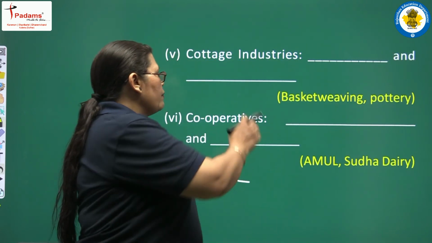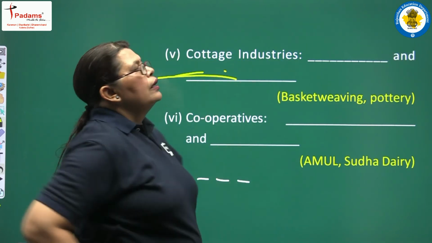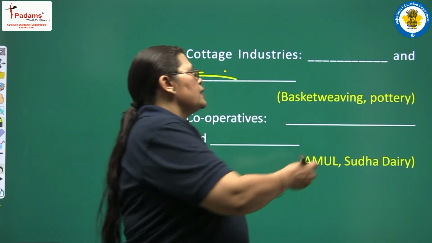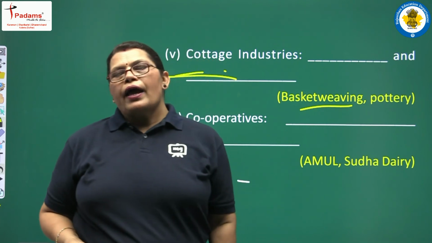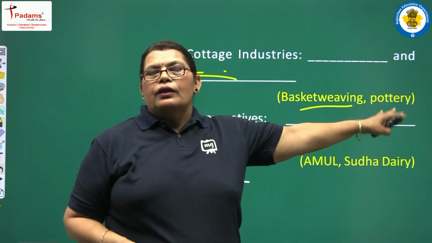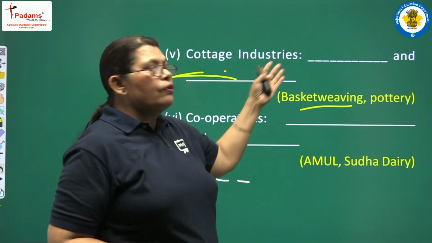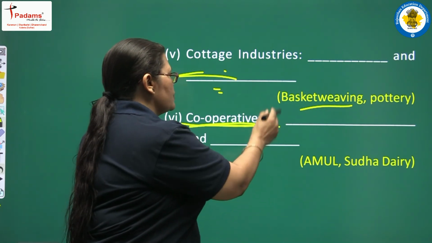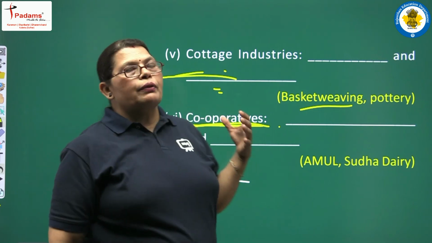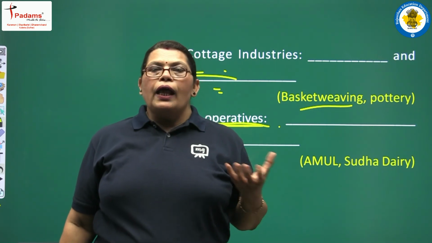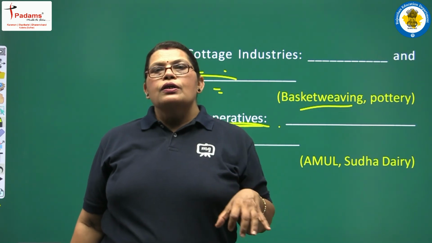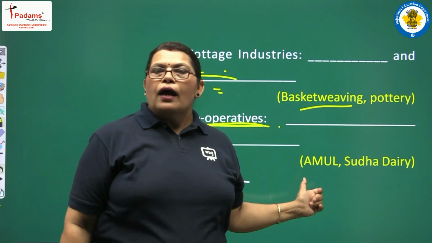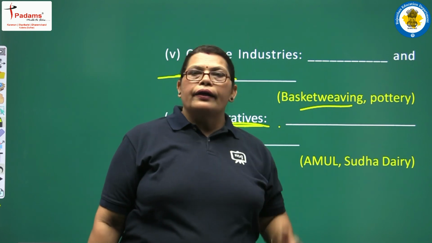We have our second last option here. Two examples of cottage industry. First one is the basket weaving and the second one is the pottery. So here are the two examples of cottage industries. When we are including cooperative industries, then cooperative, it means with the help of the workers, with the help of the society, these are running on. The best examples are Amul and Sudha Dairy.